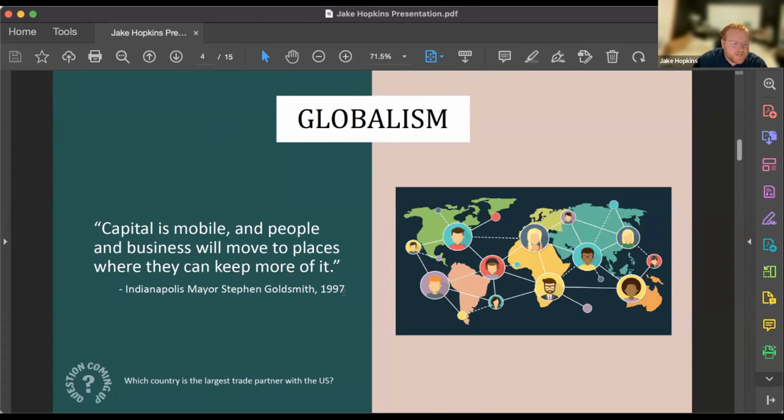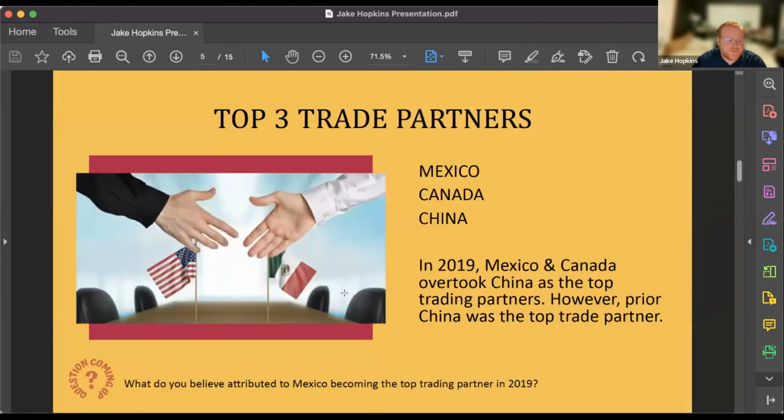Awesome. I'm seeing a lot of China, Canada, Mexico. So I was quite surprised. Faisal, you're totally right. It looks like Mexico and Canada are the top two and really have overtaken China. So our top three trade partners for the United States are Mexico, then Canada, then China. In 2019, Mexico and Canada overtook China as the top trading partners. However, this was not the case prior to 2019 or prior to the pandemic.